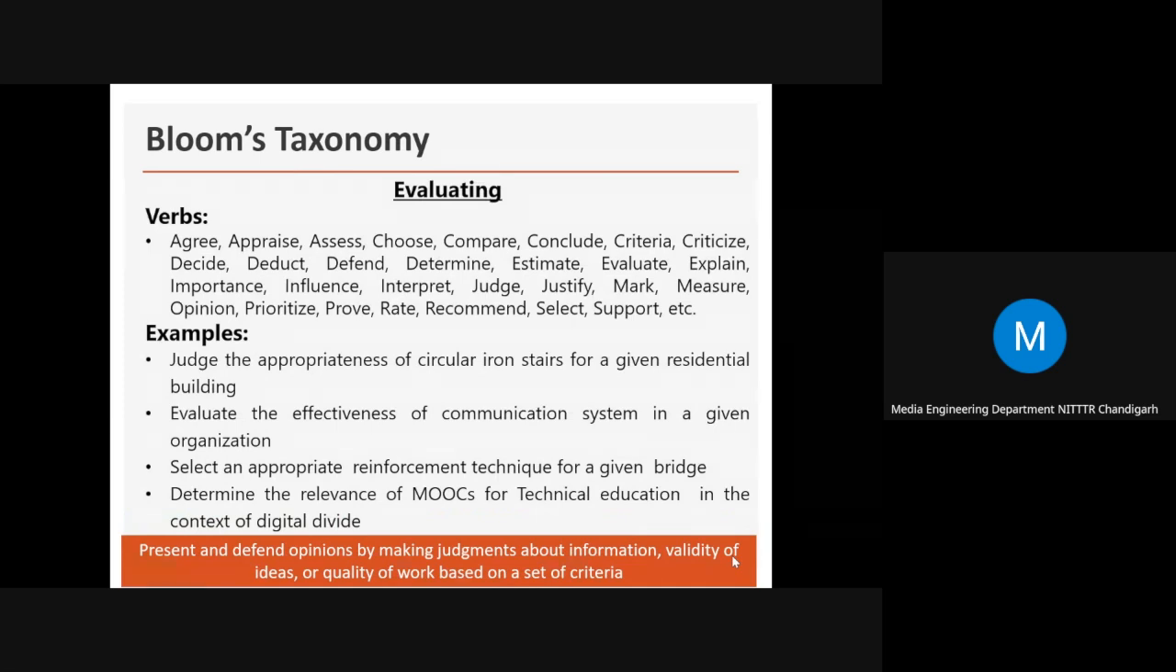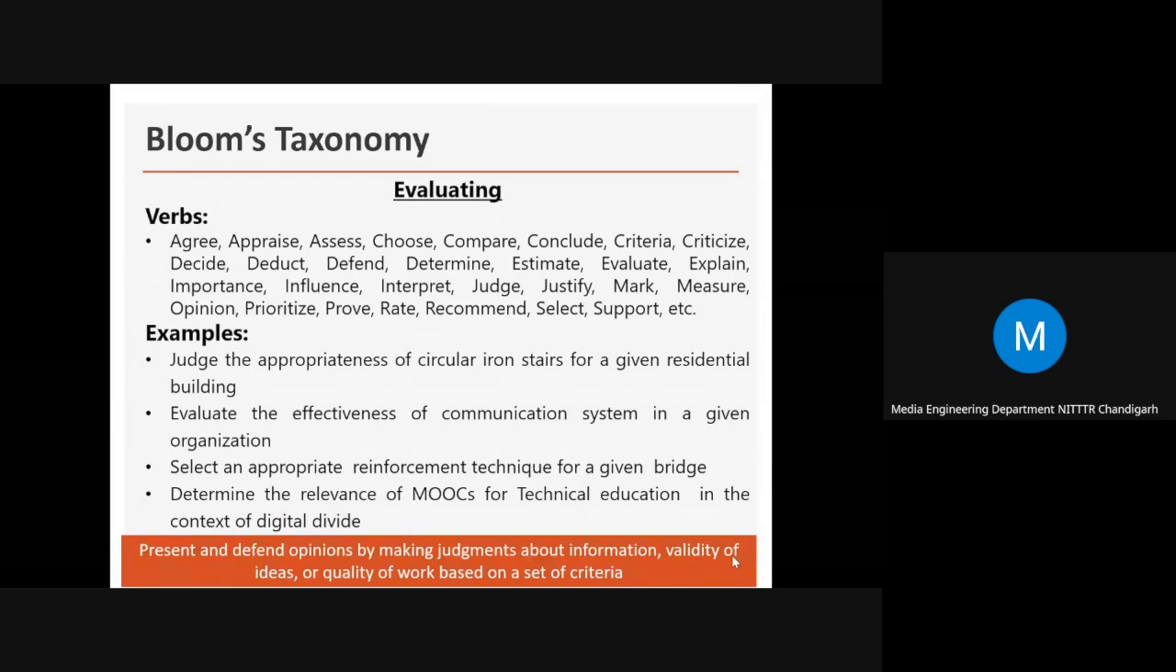Similarly, evaluating level is the second highest level. So here we expect that a student should be able to present and defend opinions by making judgments about information. They should be confident about the validity of ideas. They should be able to write these opinions which are based on a certain set of criteria.